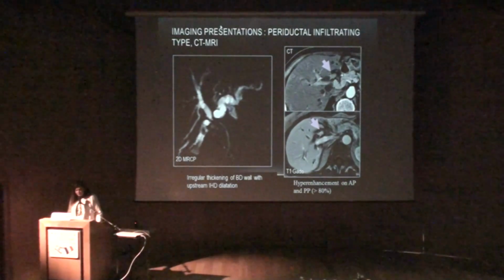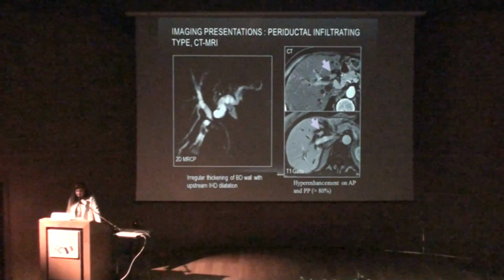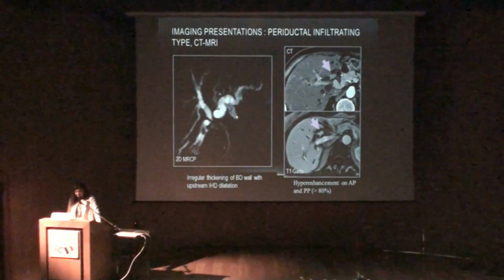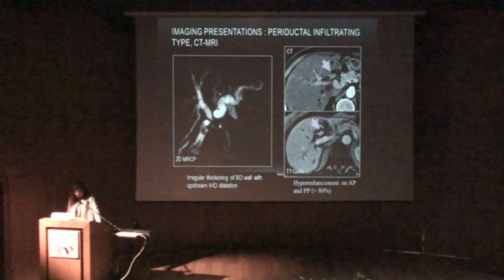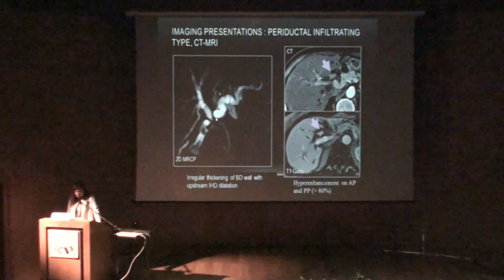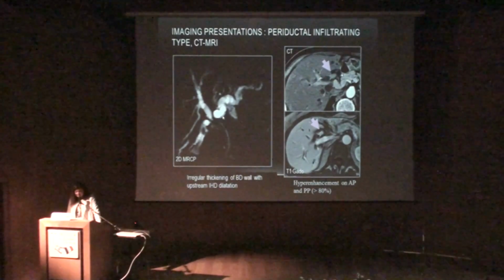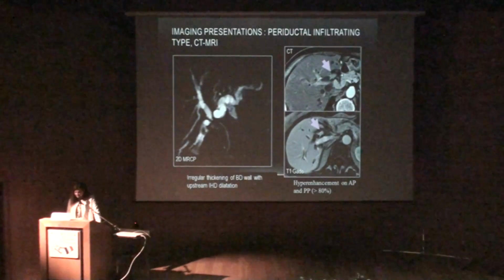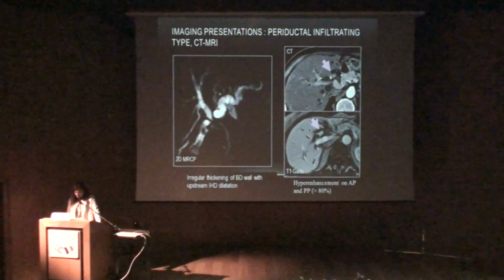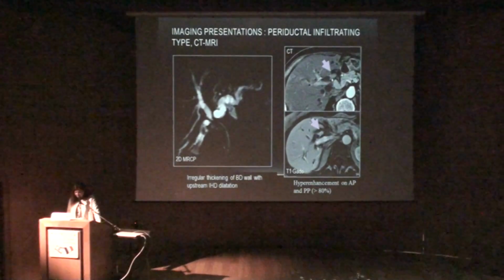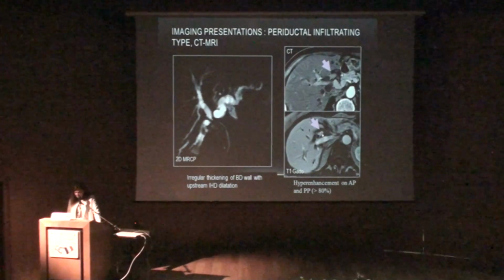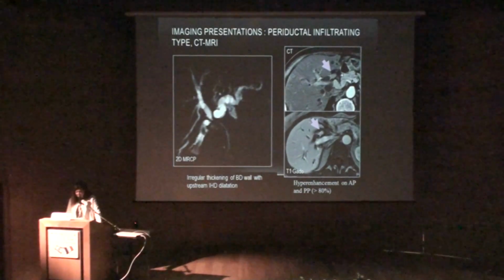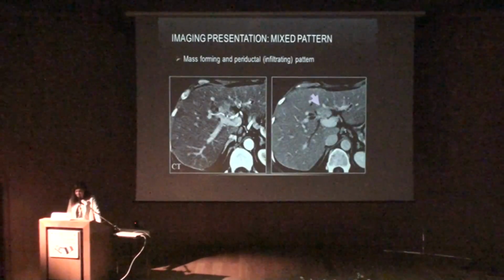So, I show you two examples of imaging presentation of cholangiocarcinoma. This one is a periductal infiltrative type. You can see here a stop of the signal and the dilatation of the intrahepatic bile duct. Here you see hyperenhancement on arterial phase of your lesion of the cholangiocarcinoma, and here you see the hyperenhancement of the portal venous space. That is one aspect of the imaging presentation.